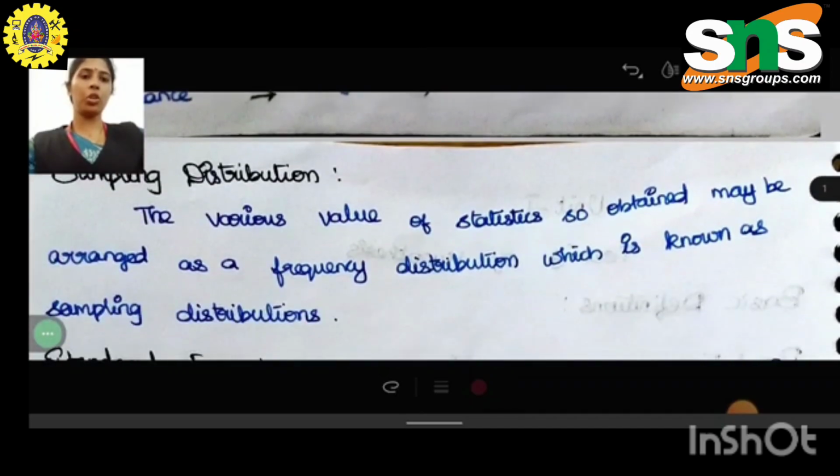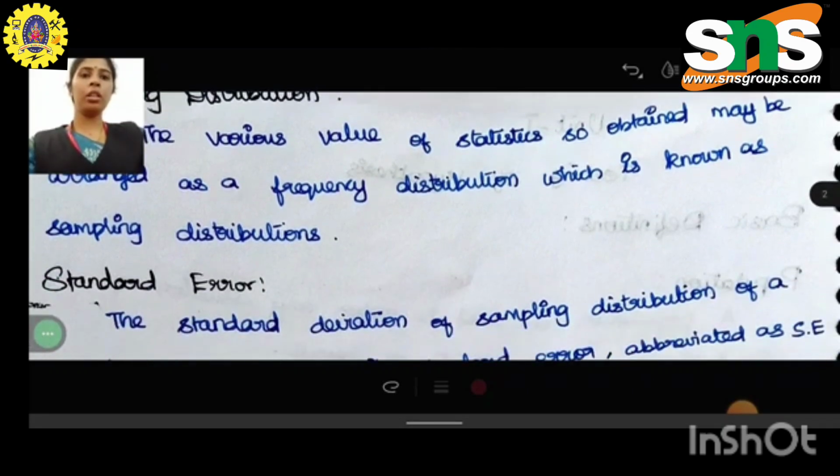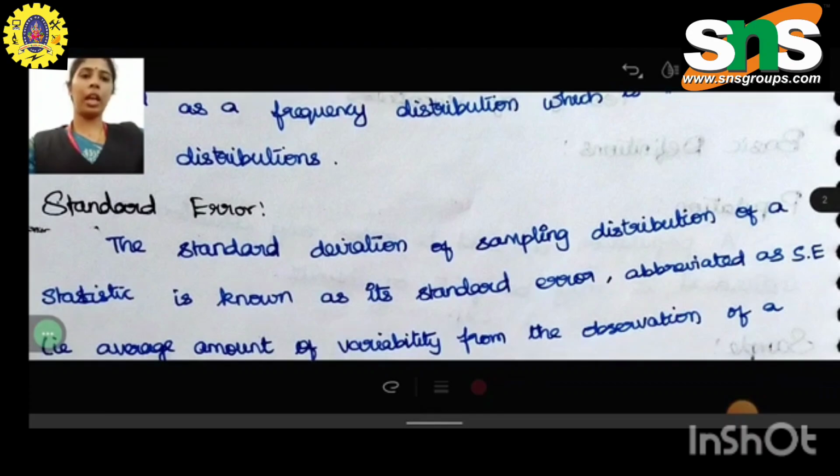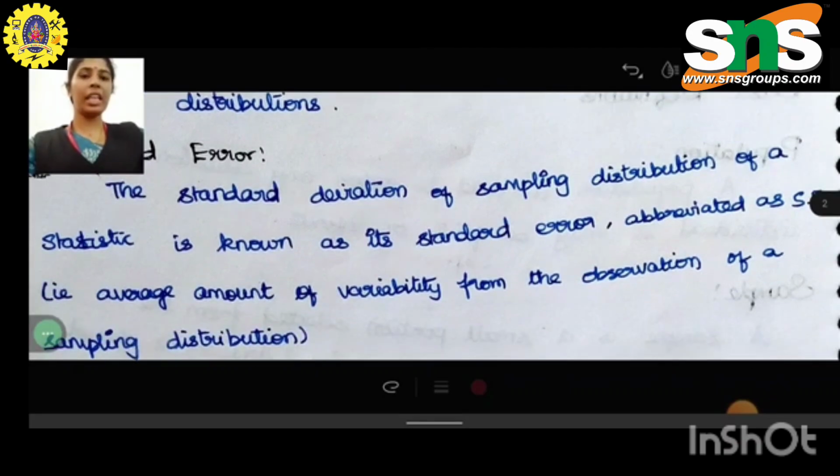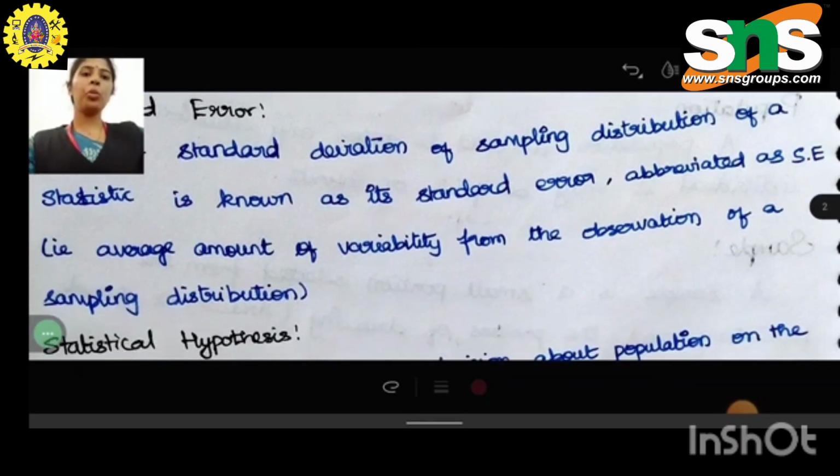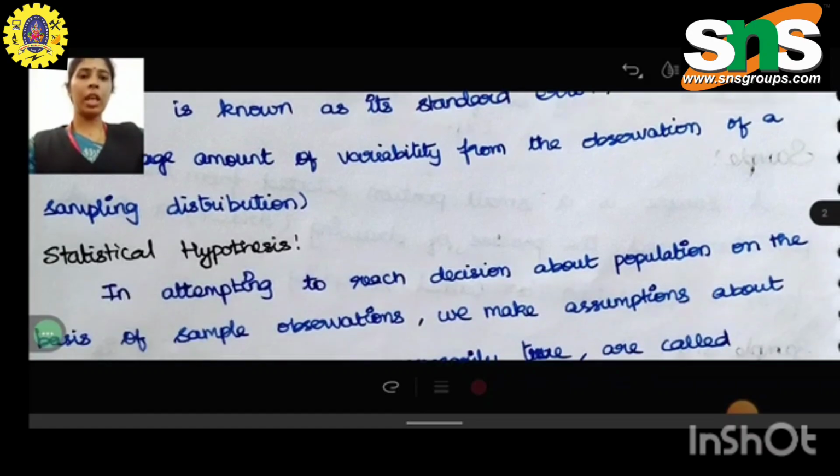The next is sampling distribution. This sampling distribution is obtained by making few arrangements according to frequency in the samples. So we call it a sampling distribution. Next is standard error. Standard deviation of sampling distribution of a statistic is known as standard error, and it will be denoted by SE. It is the average amount of variability, that is how the observation values are deviating from the common value, the average value.